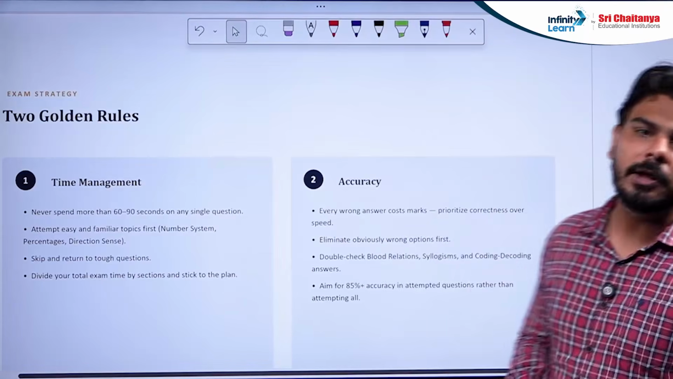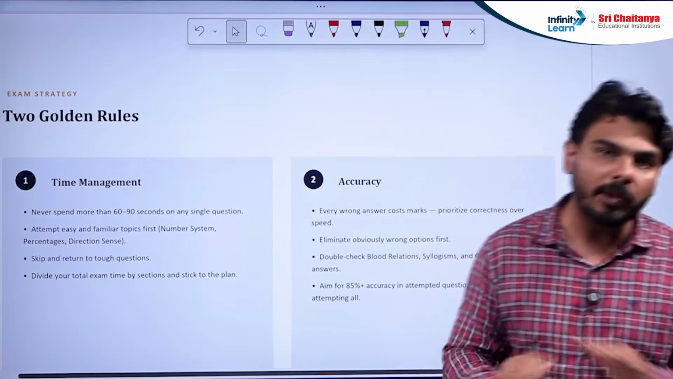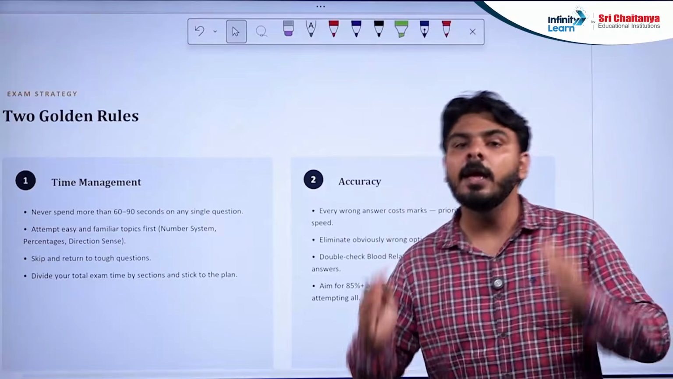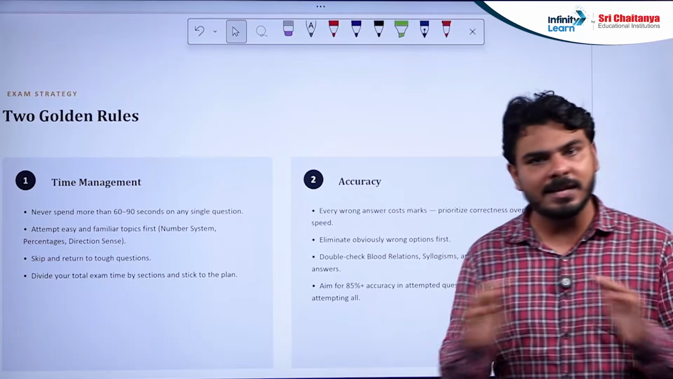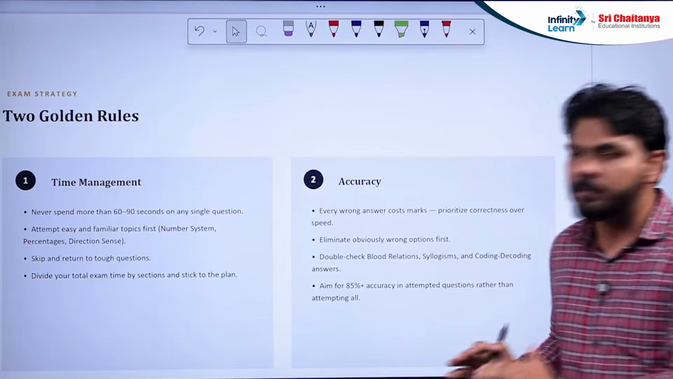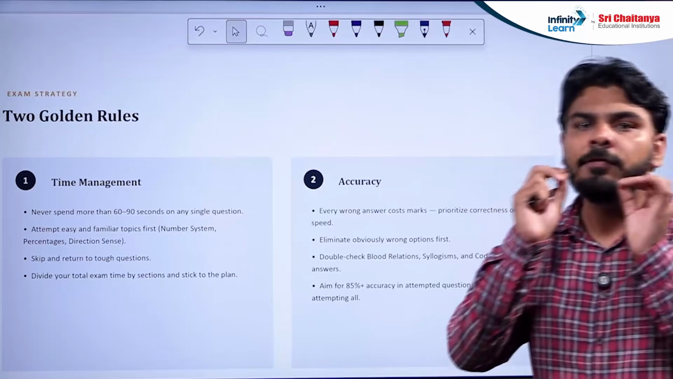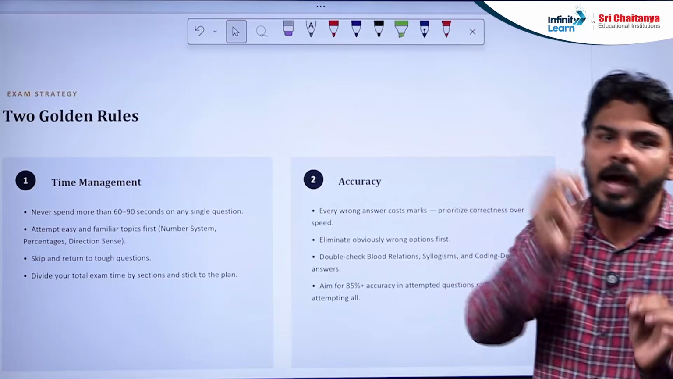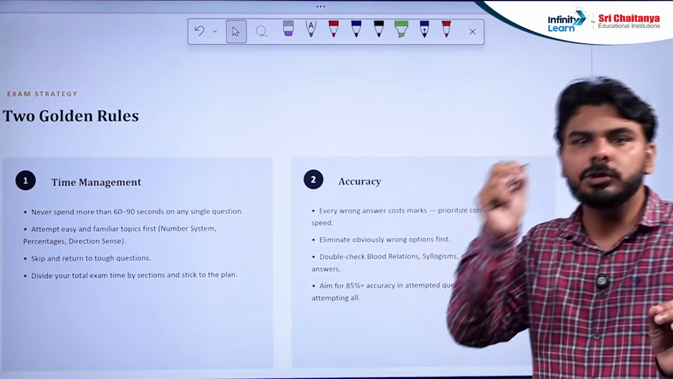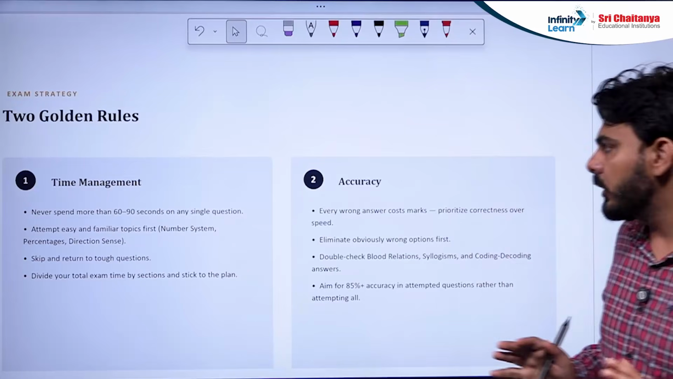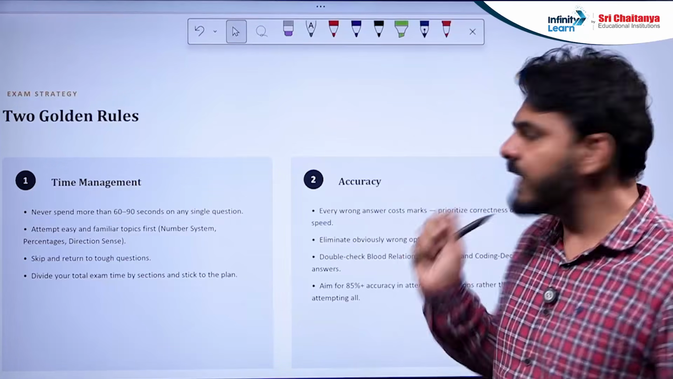Our two golden rules will be helpful to all students, whether in class 10th, class 9th, class 5th, 6th or 7th. These two golden rules will be helpful to any student, whether attempting IQ in score, the maths portion or the science portion. The first important rule is time management.